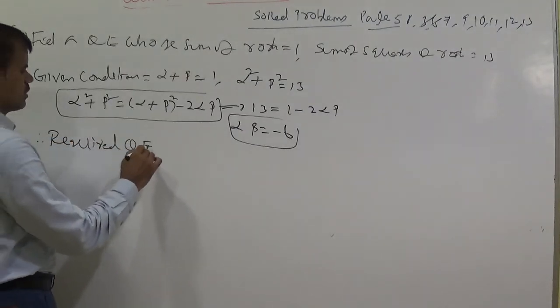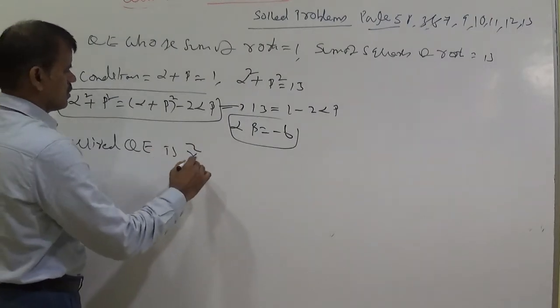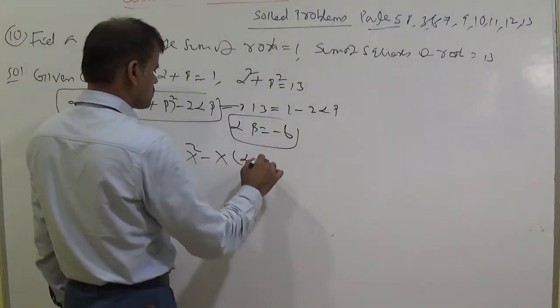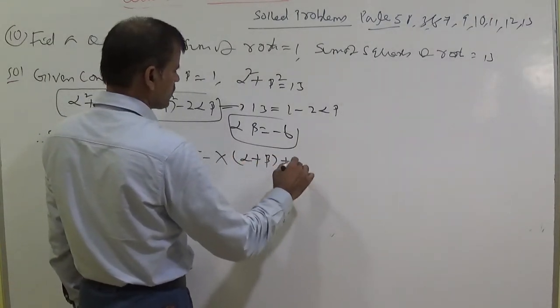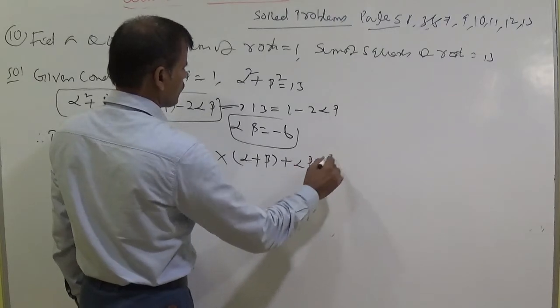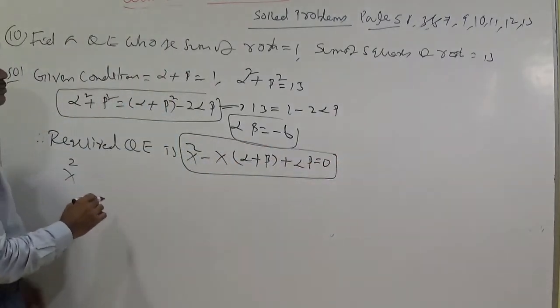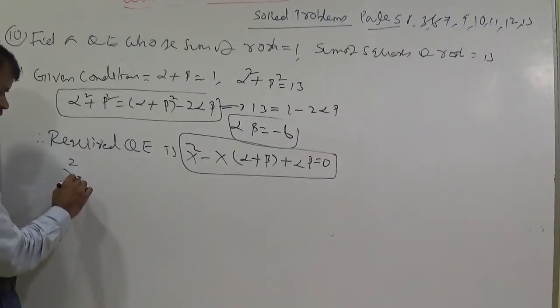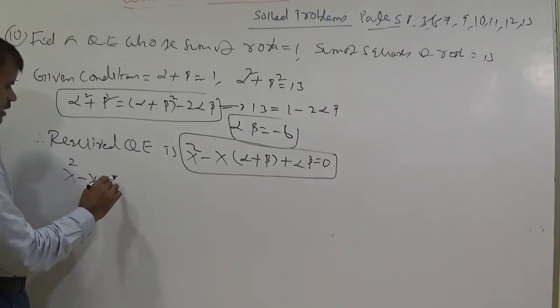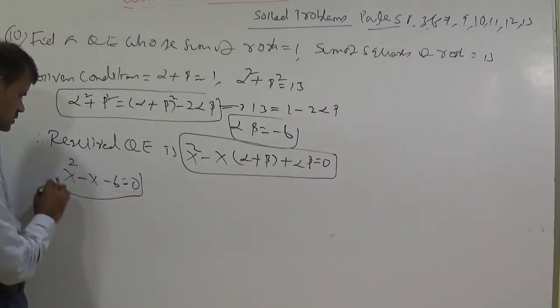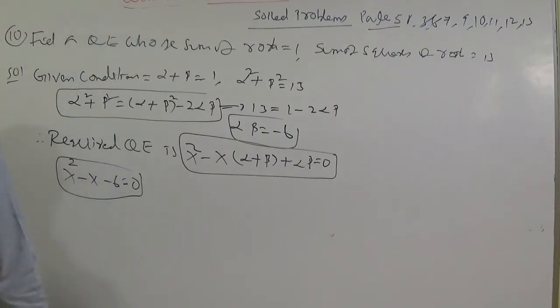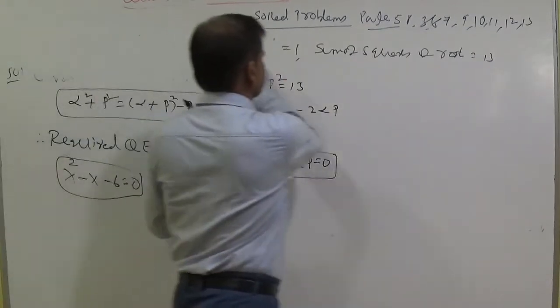Required quadratic equation is, from the formula we know, x square minus x into (alpha plus beta) plus alpha beta is equal to 0. So you can write x square minus x into (alpha plus beta), which is 1, and alpha beta is minus 6. That's all. x square minus x minus 6 equal to 0 is the required quadratic equation. Now let us discuss 11th question.